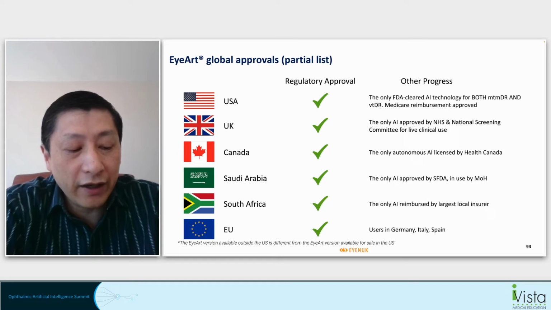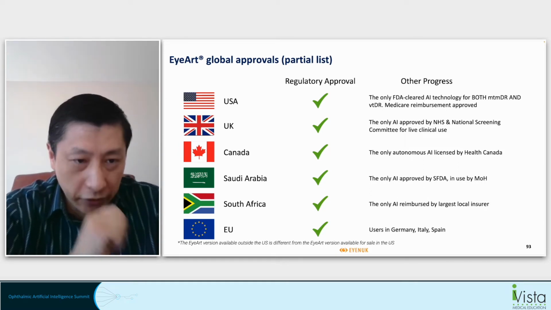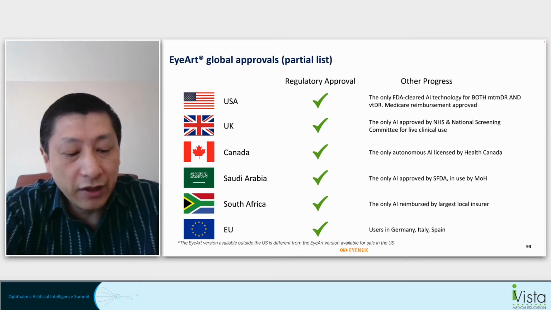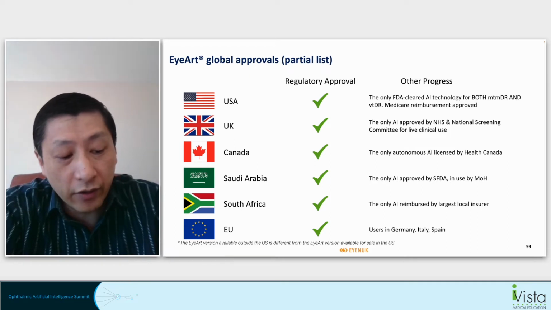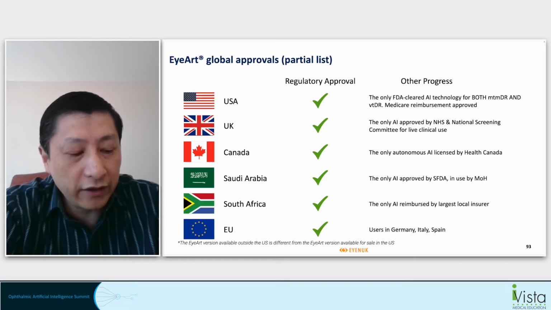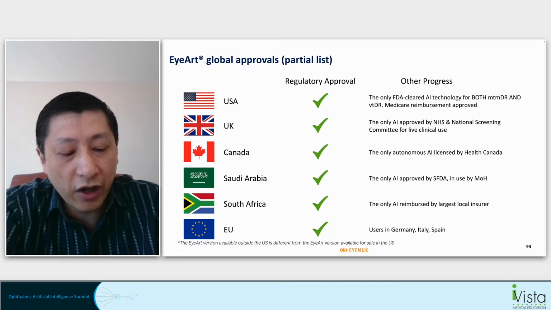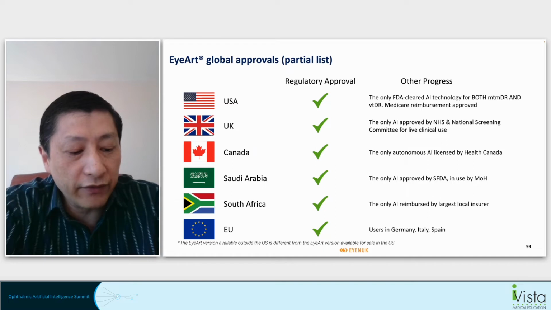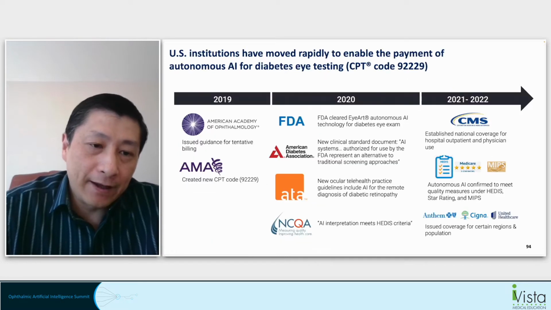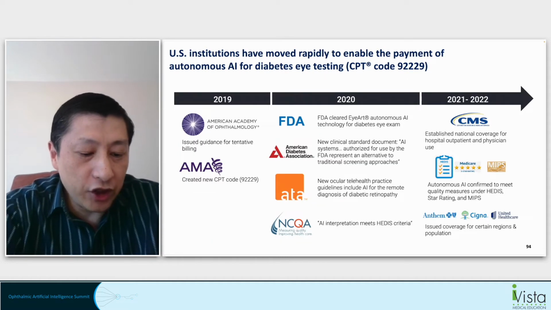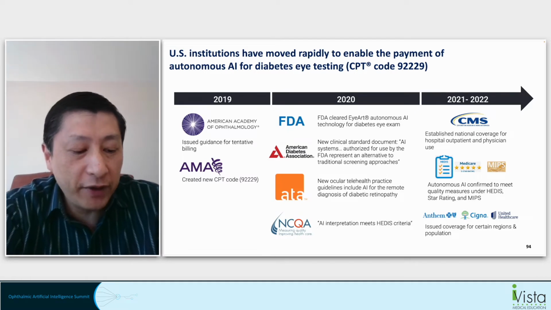IR is the only autonomous AI technology approved in major markets such as the United Kingdom for live clinical use, Canada, and Saudi Arabia. In the market of South Africa, the largest medical insurance company there, called Discovery Health, recently announced that they chose IR as the first reimbursed AI product for their patients' DR screening. And in Germany, 3 out of the 4 best diabetes hospitals ranked by Newsweek are using IR as we speak.